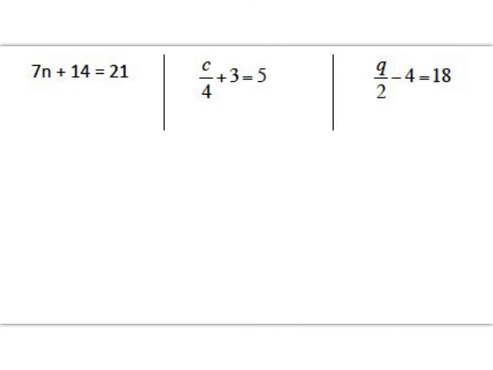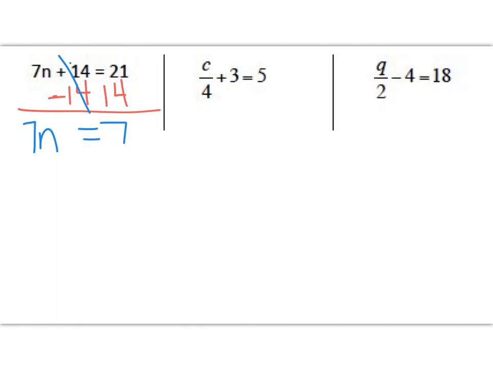So 7 times n plus 14 equals 21. So what I'm going to do is I'm going to recognize that 14 is being added, so I'm going to subtract 14 here and subtract 14 here. What you do to one side, you have to do to the other side. Let's go through our cancellations. Bring down the 7n. Plus 14 minus 14 cancels. Bring down the equal sign. And then 21 minus 14 equals 7.